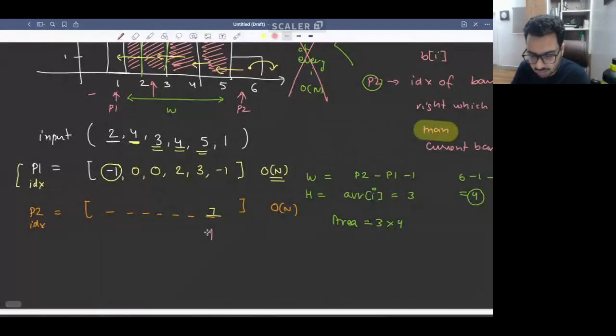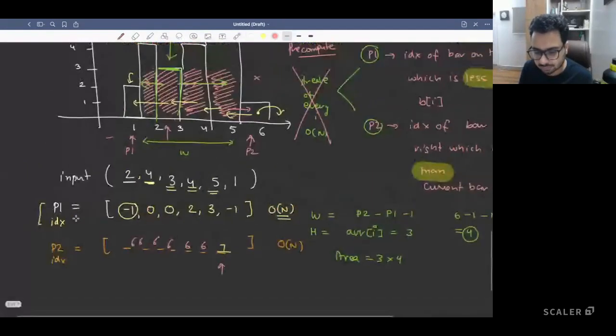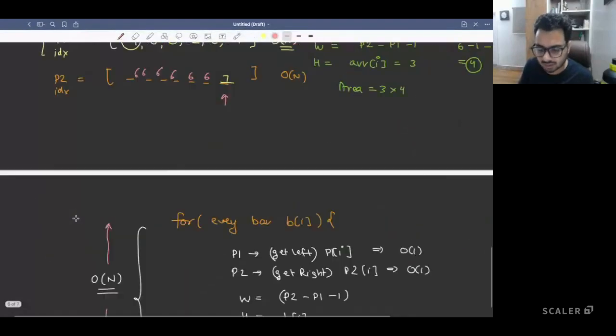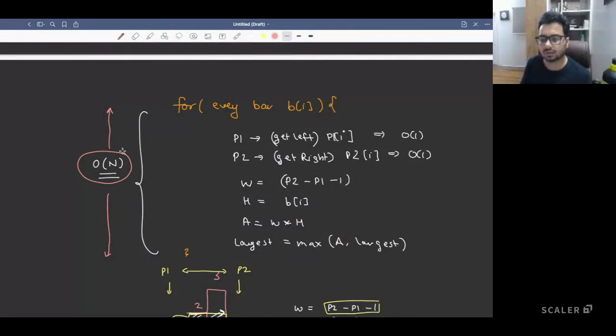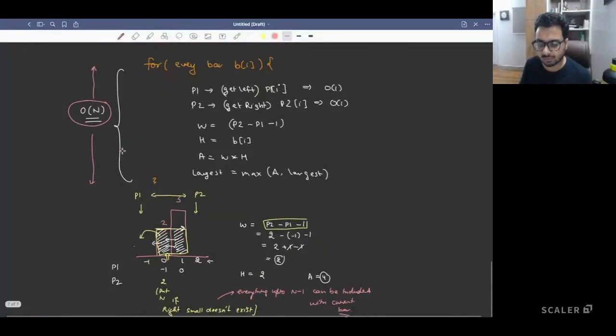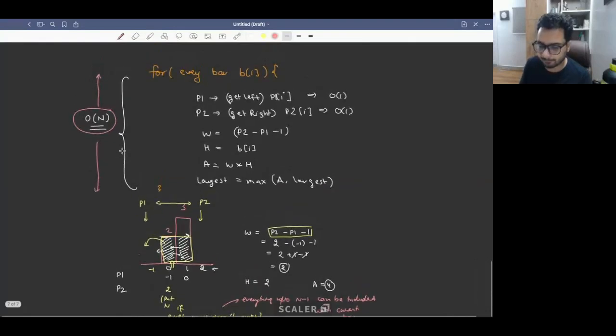Right. Now for 5, the next smaller element is there. So it is at index 6. For 4, it is again at 6. For 3, it is also again at 6, 6, 6, something like this. So this is how the P2 array would look like. Now you can run this algorithm and you will get the largest area in order of n time. Is it clear? Shall we proceed to the next problem?